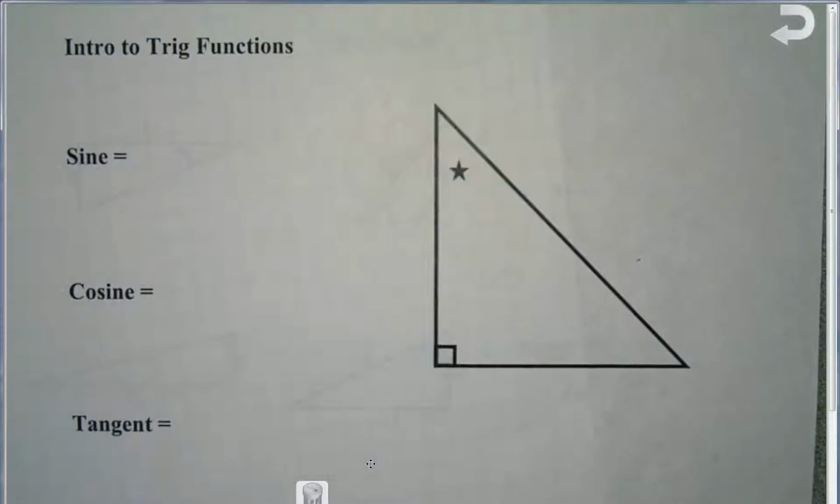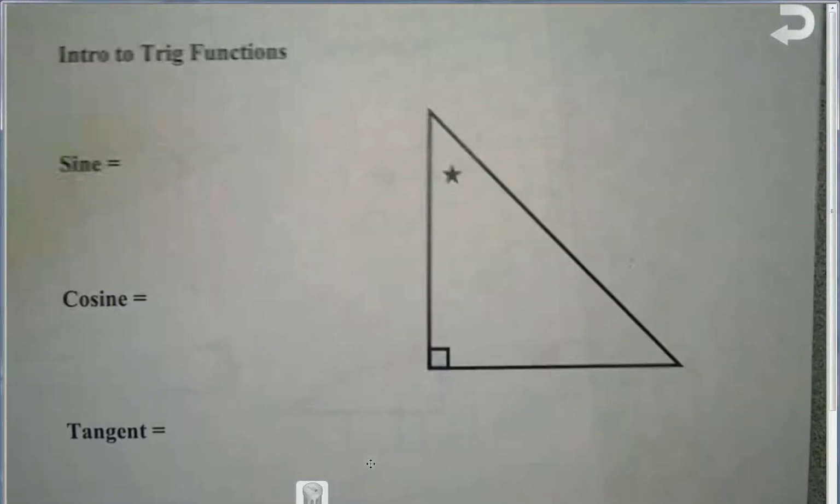Okay, so today we're going to be doing trigonometry. We're going to be focusing on what we started yesterday.